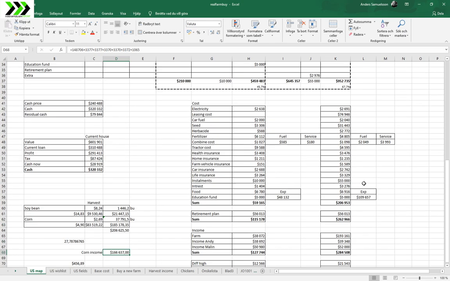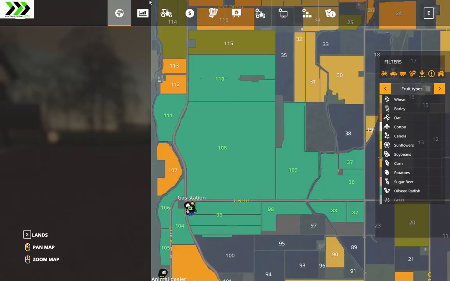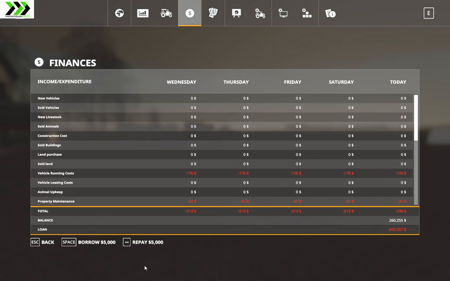I set it up so we're going to repay 55,000 in installments on the loans. It's actually 52,000, but I added some so we'll even it out. So 55,000. We're going to start by repaying that. Let's go in here, repay 55,000. So we should end up at 205,000. So we repaid 55,000, 595,000.